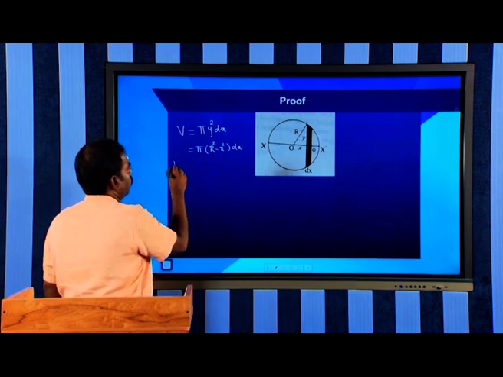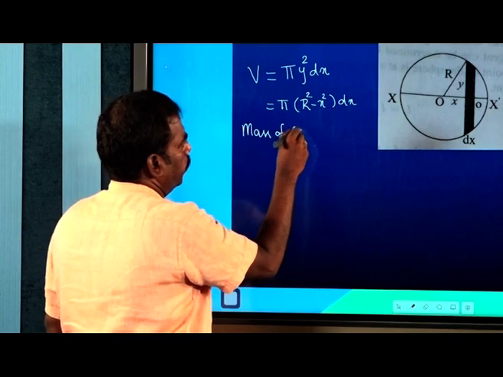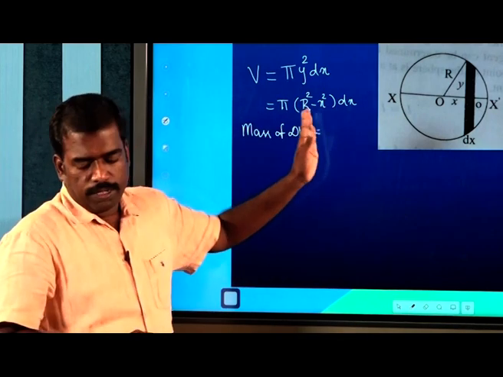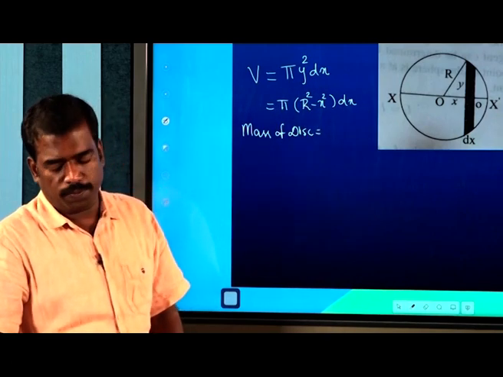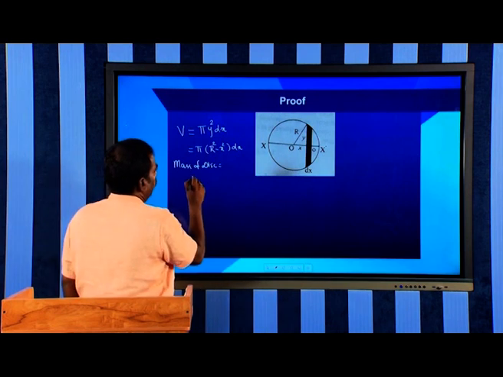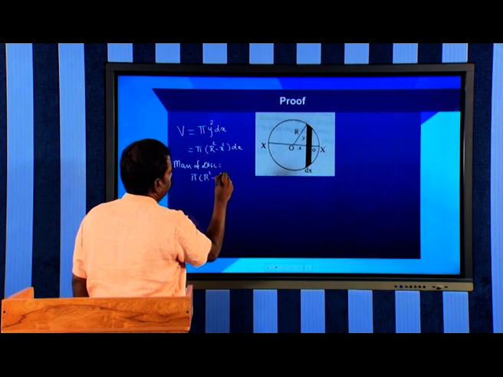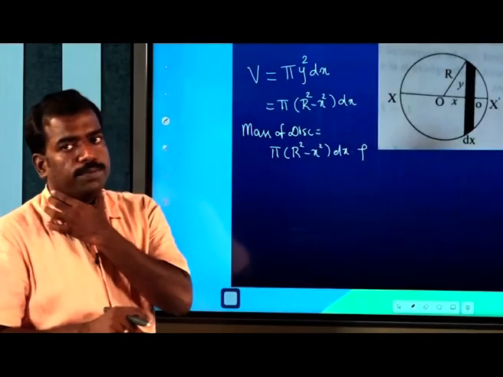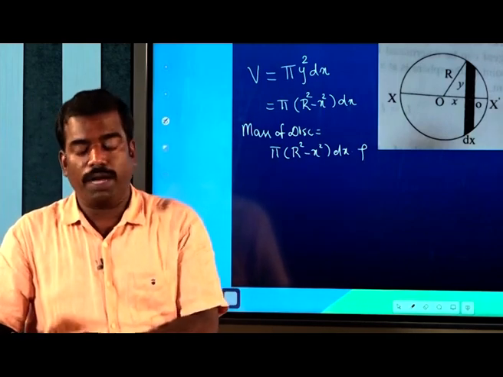Therefore, the mass of the disc equals volume into mass per unit volume. So it is pi into R square minus x square dx into rho, which gives the mass of the disc. So we arrived at the expression for the mass of the disc.